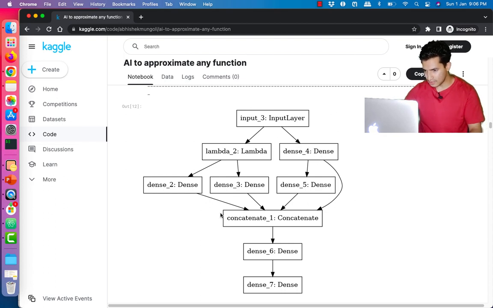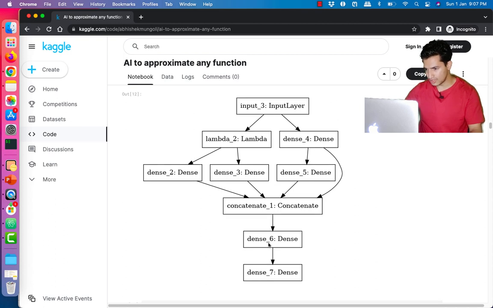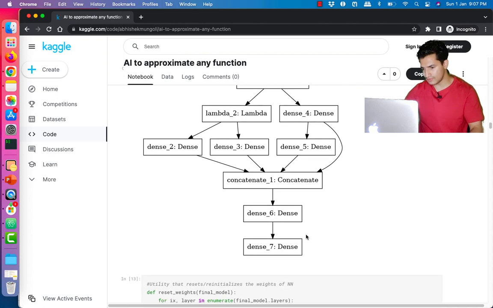And we will concatenate all four values: log layer with exponential activation, log layer with relu activation, normal input with relu activation, or normal input with relu activation followed by the exponential function. All four are concatenated and passed through two more dense layers to produce the final output.